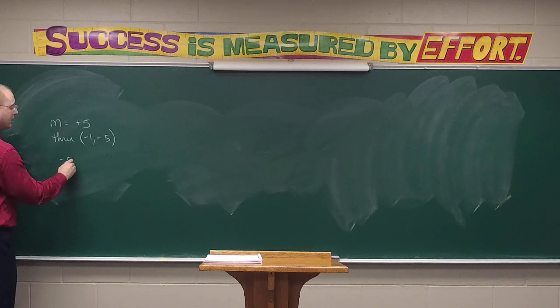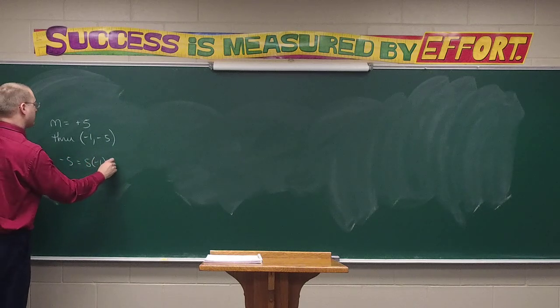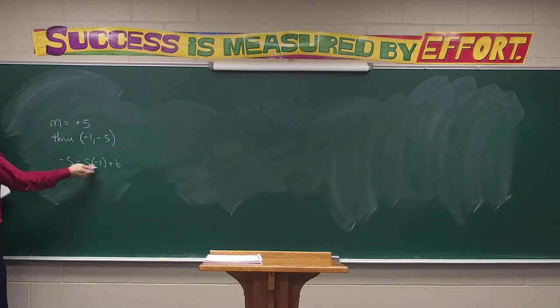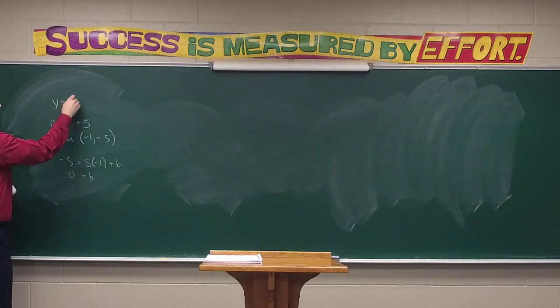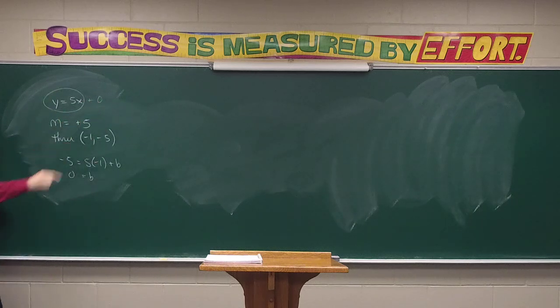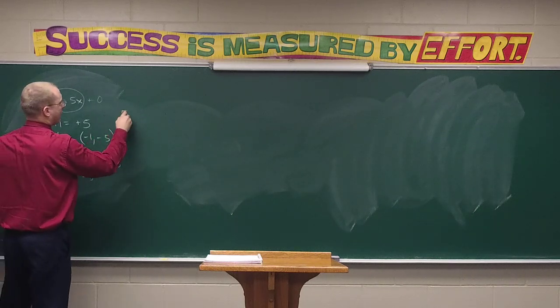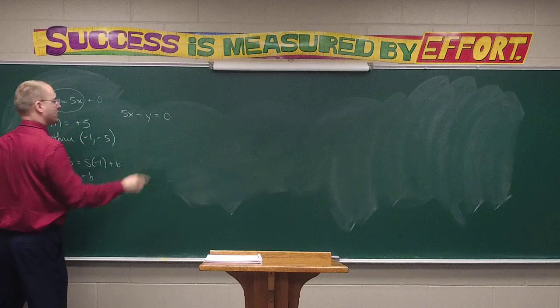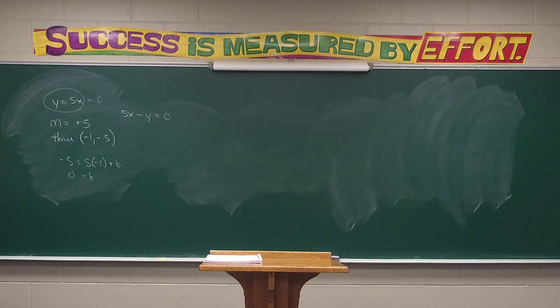We say y equals mx plus b. What's going to happen to the negative 5 and this negative 5? To get b equals 0. So my equation is y equals 5x. You could say plus 0 if you wanted to. I usually don't. This is y equals 5x. How many had that for number 13? Or you might have had 5x minus y equals 0 if you did it in the standard form. Okay, questions?